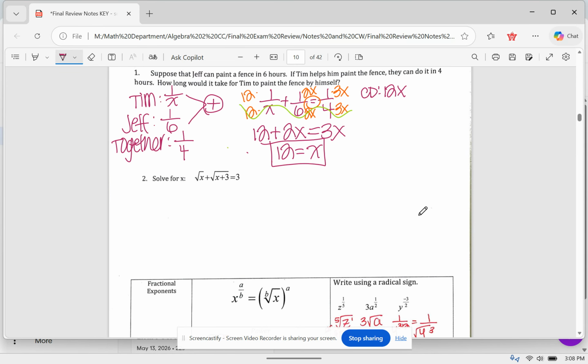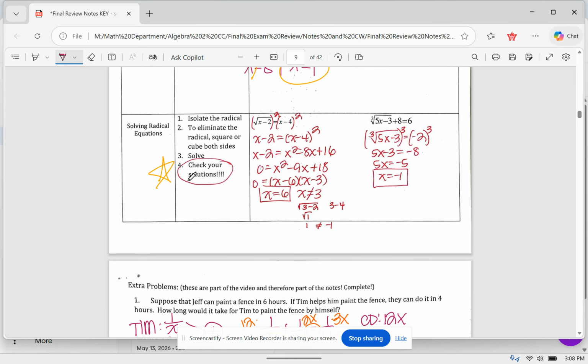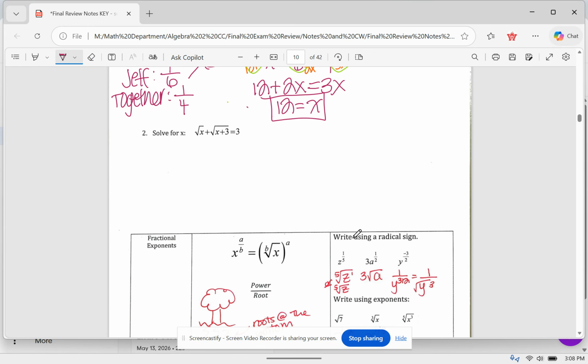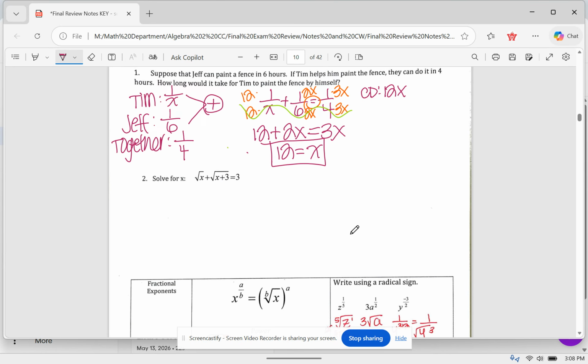All right, and then our next example here, a double radical question. So if you recall from the previous page, the steps are to isolate the radical, square both sides to eliminate the radical, solve, and then we check our solutions. So a little bit tricky when we have two radicals. So what we're going to do is isolate one of the radicals first. So I'm going to move this one over just because I think that's going to be my easiest move.